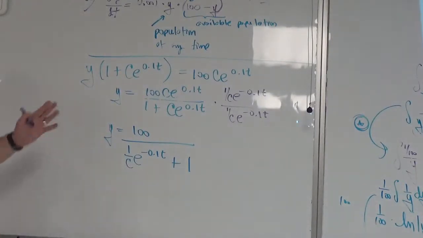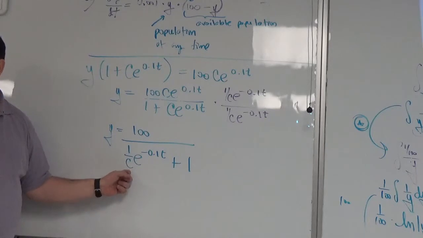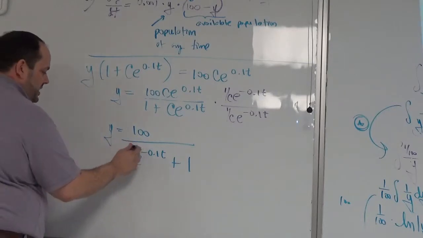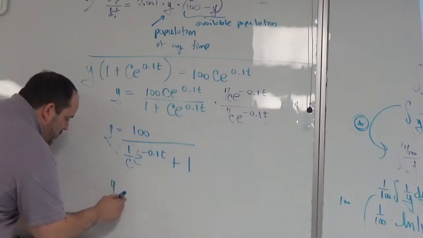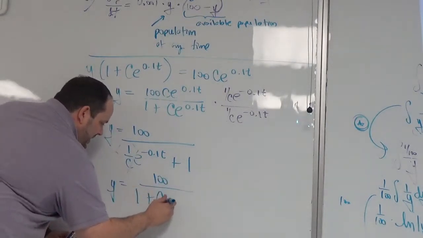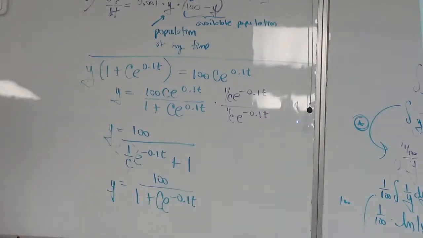And for my last act of mathematical magic here, what do we know about c? Is it constant? I don't know anything about c. Nothing at all. We're going to call it super Charlie because it's a constant that you don't know divided into 1. So we're going to say that y is 100 over 1 plus c e to the negative 0.1 t.